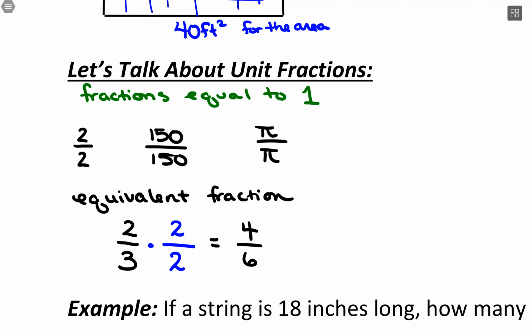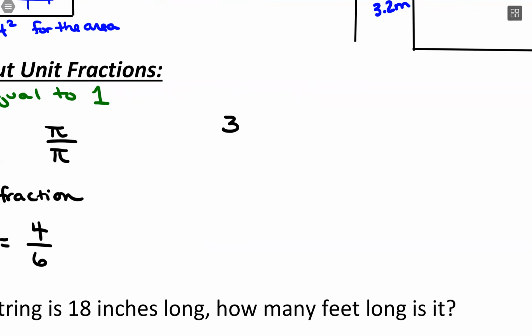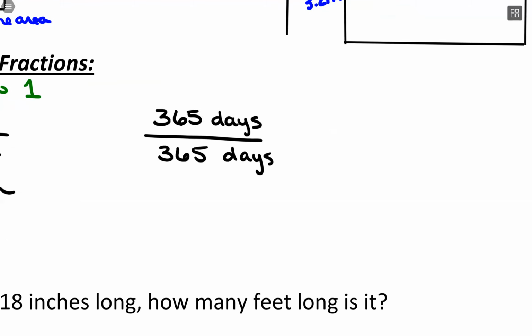Now what we're doing here is we're adding units to it. So let's say I had 365 days. Well, if I divide that by 365 days, this is also just equal to 1. I have the same thing in the numerator and denominator. What we're going to do in this section, though, is that we can actually change it up a little bit so that it's still a unit fraction. It's just going to look a little different.